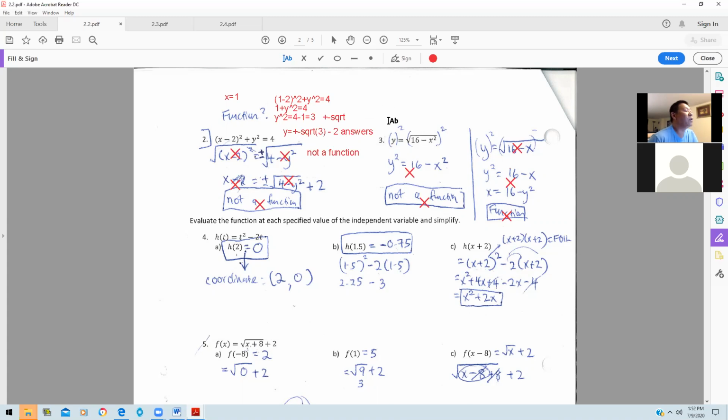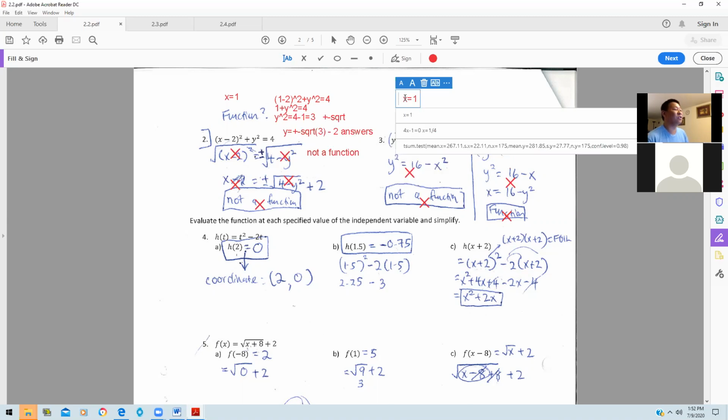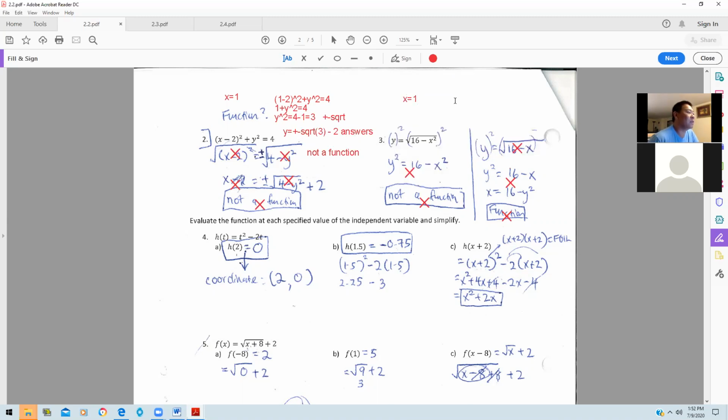Okay. We do the same thing on question 3: we plug in a number. Again, I use 1. Try to use a smaller number so that it's easy to plug in. So you get y equals the square root of 16 minus 1, which is 15, right? 16 minus 1 is 15. So the square root of 15, you only have 1 answer. So that means this is a function.